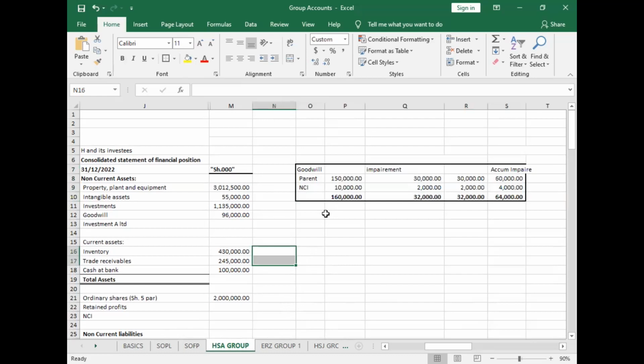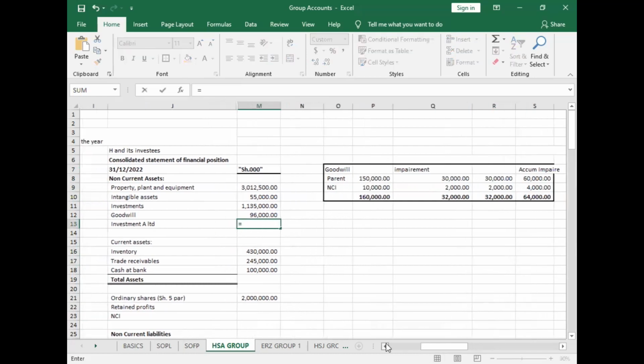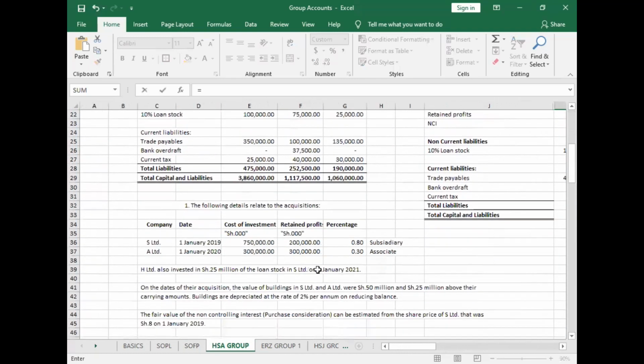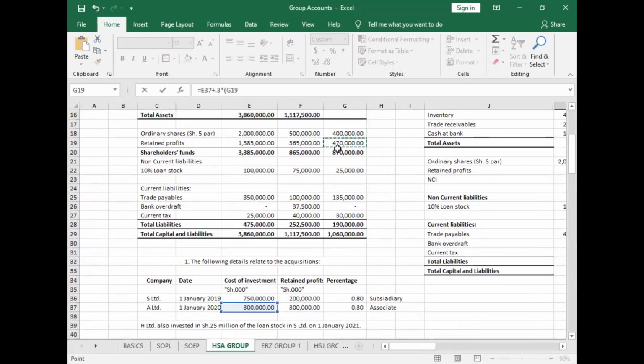We go to investment in associate. Investment in associate you can do directly. So equal the cost. The cost was 300 plus the share of pre-acquisition retained earnings. So it will be 0.3, because it only invested 30%. You multiply by, I'll open my bracket, share of post-acquisition. So it will be what was reported minus the previous one. I close the bracket again, plus.